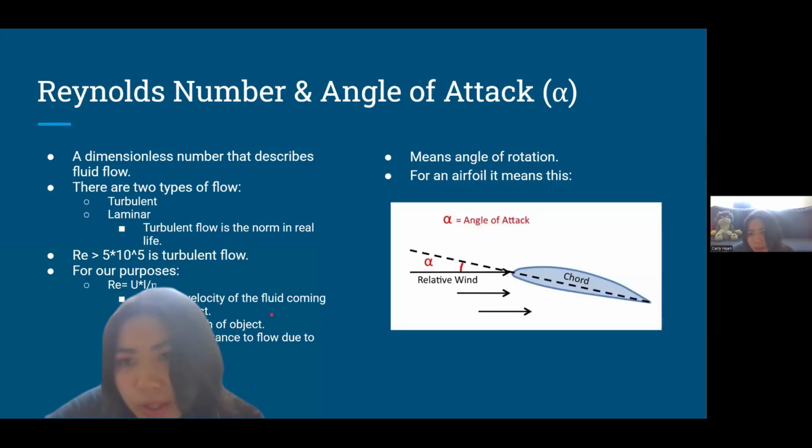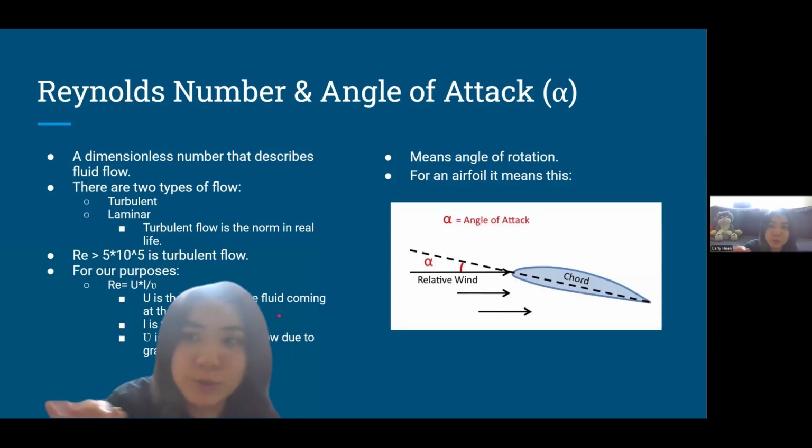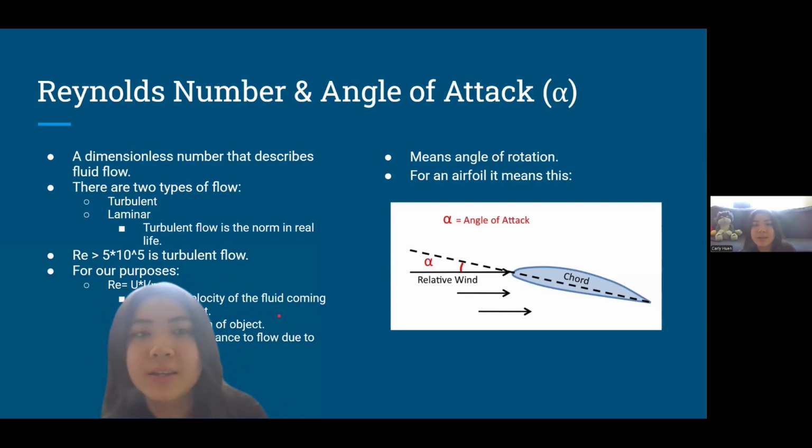Okay, here's the big part. Here's the juicy part. Here are some words that we're going to throw out there, and you just need to know what they mean: Reynolds number and angle of attack. At this point, I'm pretty sure you've heard the leads saying them in passing. So what do they mean exactly? First off, let's go through Reynolds number.